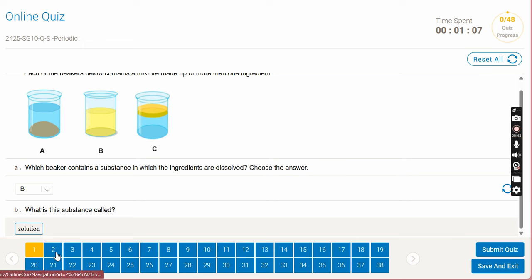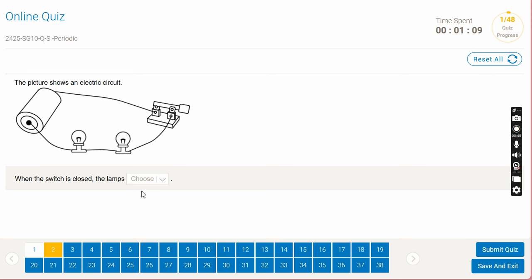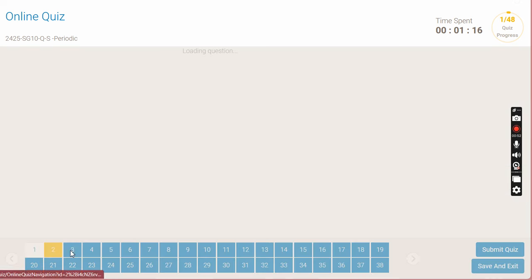A solution. The next one: when the switch is closed, the lamp becomes part of a complete circuit. So when it becomes a complete circuit, the lamp will light up.